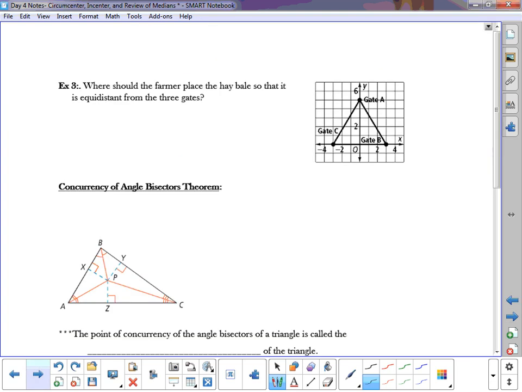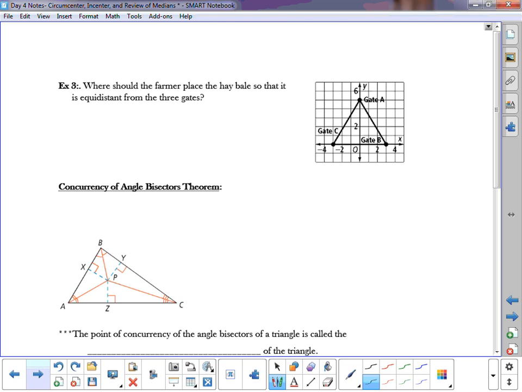So we only have one horizontal line to work with, so we do have to do a little bit more work. The question says, where should the farmer place the hay bale so that it is equidistant from the 3 gates? Alright, so we have the 3 gates plotted on our graph, and they want to know where he should put the hay bale.